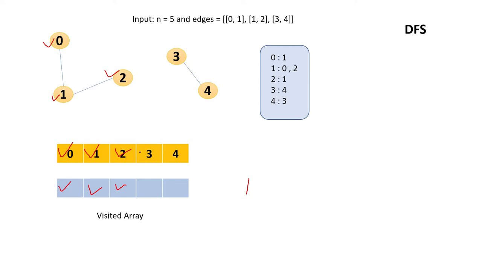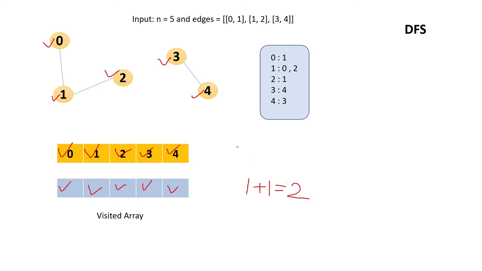Now for 3, if we want to start a DFS, it is possible because 3 is not visited. So we will mark it as visited and we can start a DFS run. Then from 3 it will go to 4 and we will mark 4 as visited. So another DFS run is completed, and we will make a plus 1 here. Now for 4, because 3 is completed, if we check, 4 is already visited, so we can't start a DFS run from here. So altogether 2 DFS runs were completed, so the answer will be 2.